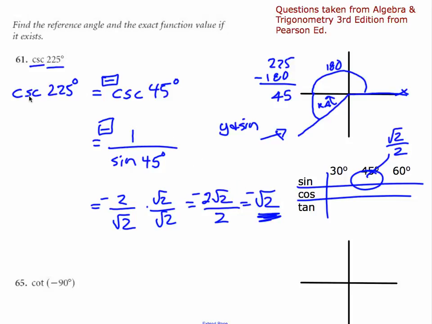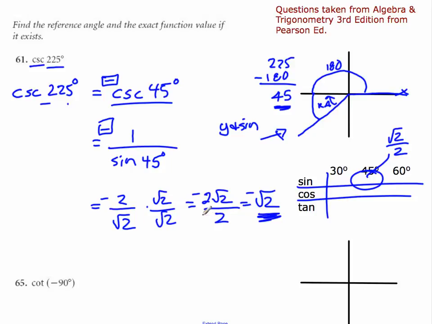Let's just go through it again. Cosecant of 225: I find my 225 angle, find my reference angle is 45, so the cosecant of 225 is the same as the cosecant of 45. But cosecant is a reciprocal ratio, so figure out what the sine of 45 is and then flip it over. From my chart, sine of 45 is root 2 over 2. So to figure out the cosecant, I flip that over, so it's 2 over root 2. And then from this point, I just rationalize.